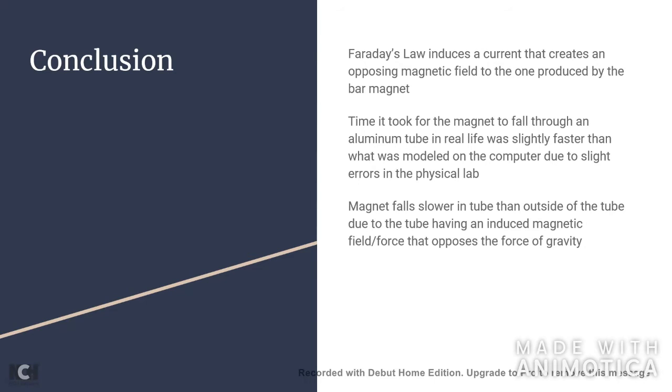In conclusion, Faraday's law induces a current that creates an opposing magnetic field to the one produced by the bar magnet. The time it took for the magnet to fall through the aluminum tube in real life was slightly faster than what was modeled on the computer, due to slight errors in the physical lab. The magnet falls slower inside the tube versus outside of the tube because the tube has an induced magnetic field and force that opposes the force of gravity.